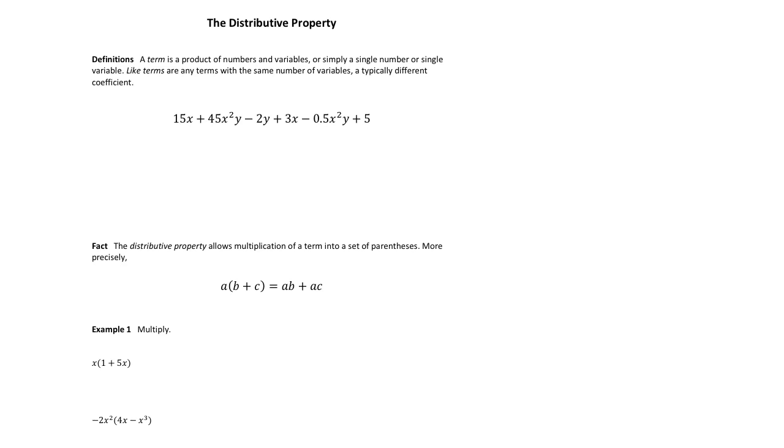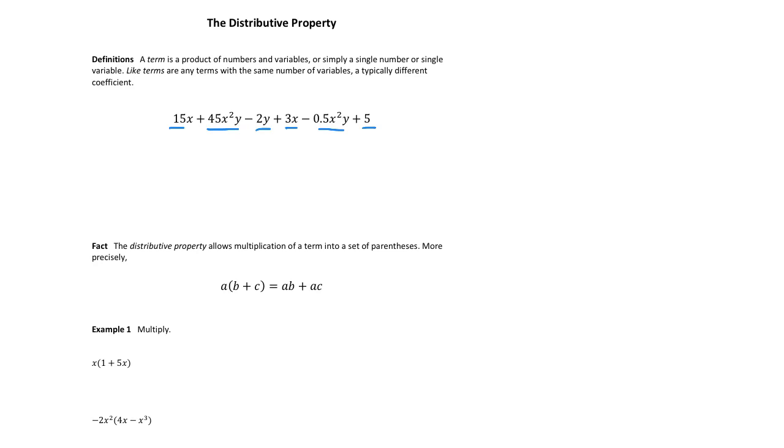Before looking at the distributive property, I put the definition of a term and like terms up here, but if you've worked with algebraic expressions before, terms are just separated by plus or minus signs. Like 15x is a term, so is 45x squared and 2y. Even 5 at the very end could be considered a term as well. So we have a total of 6 terms in this expression.